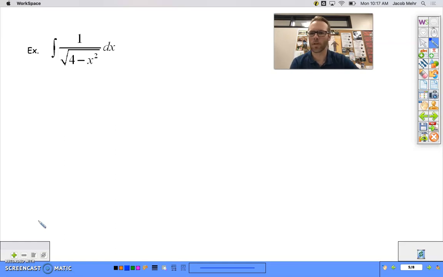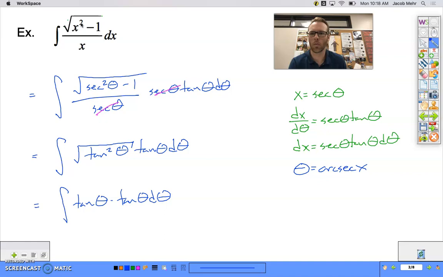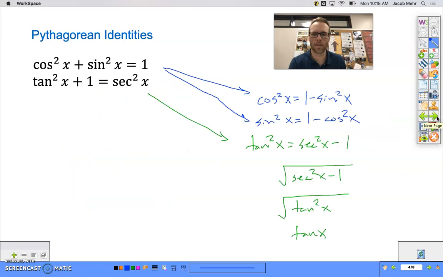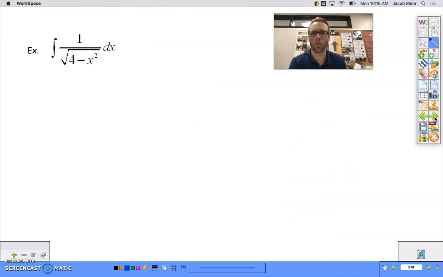All right, back for more trig substitution. Now, take a look at what we have here. We have 1 over the square root of 4 minus x squared. If we look back to our last example, we had a square root of x squared minus 1. And that x squared minus 1 had reminded us of the secant squared minus 1, which is equal to tangent squared. Well, now we have 4 minus x squared.